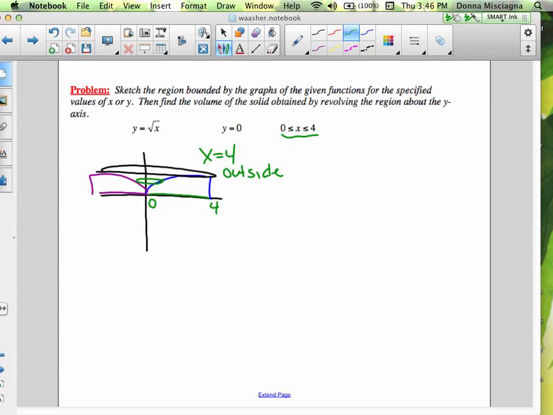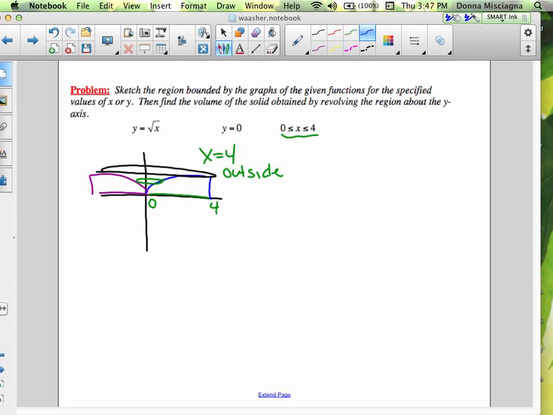Sometimes they give you information that was important, y equals 0, because it sets up our shape, but it's not actually part of calculating the volume. X equals 4 is. And then the inside one is right here, y equals the square root of x. The only problem is that that's not in the right format. We need to get that in the right format.